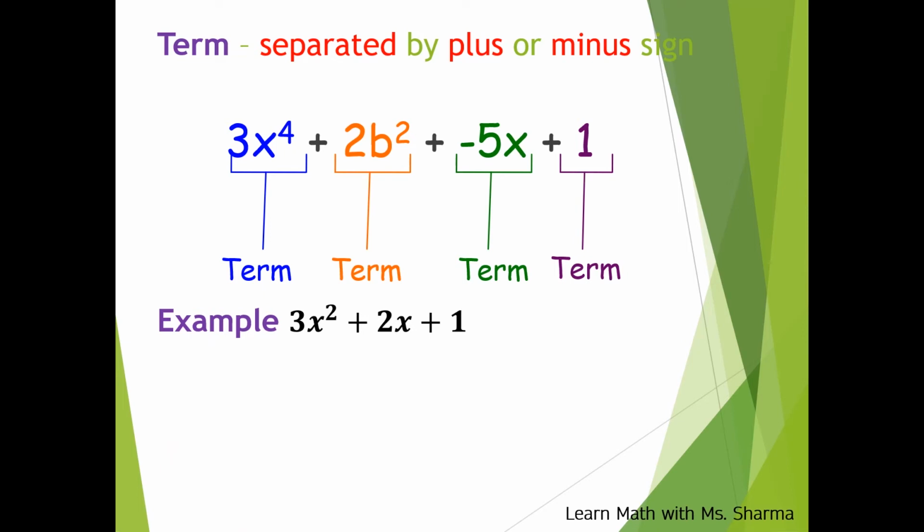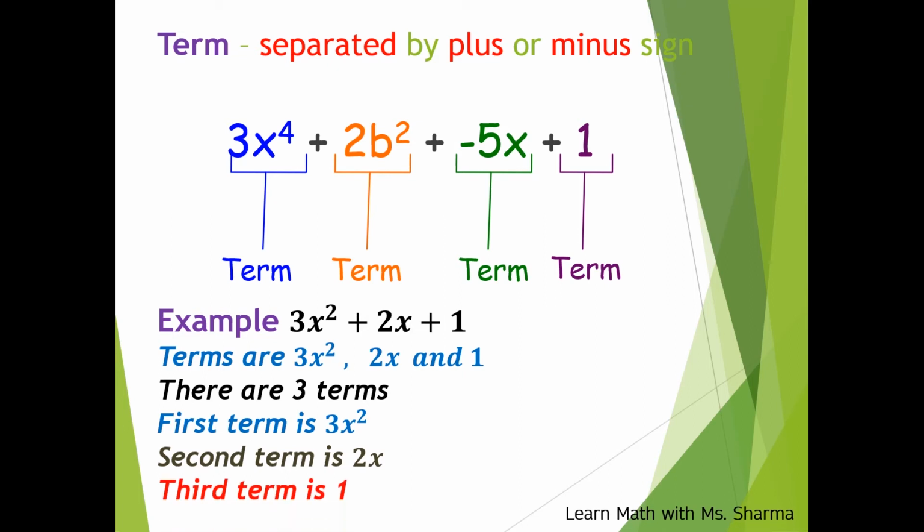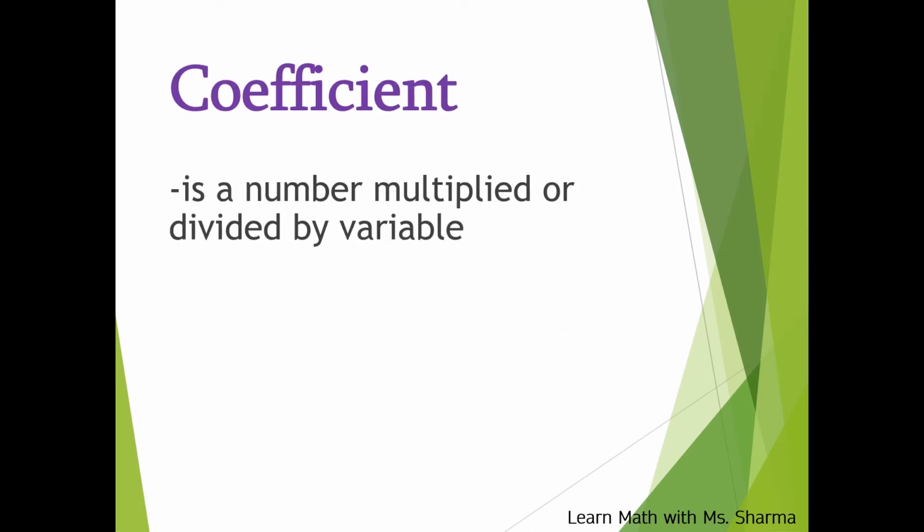Example: 3x squared plus 2x plus 1. The terms are 3x squared, 2x, and 1. There are three terms. First term is 3x squared, second term is 2x, third term is 1. Coefficient is the number multiplied or divided by the variable. So you will see the number in front of the variable, that is the coefficient.